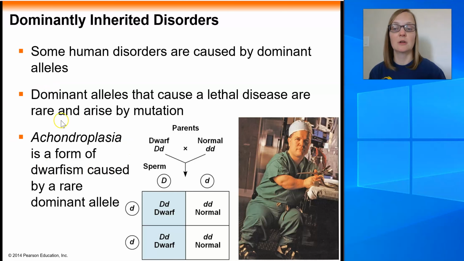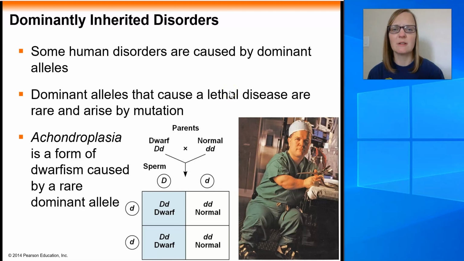One example is achondroplasia. This is a form of dwarfism that's caused by a rare dominant allele. Achondroplasia is a type of dwarfism where your torso and your head are normal sized, but your limbs, so your arms and your legs, are shorter than what they should be. And so this is an individual who has achondroplasia. He's also a physician who treats patients that have achondroplasia.